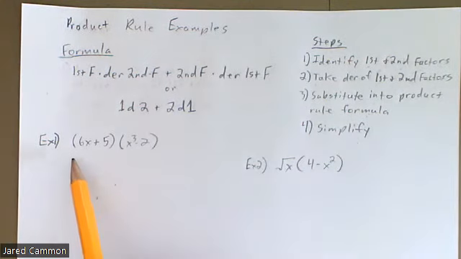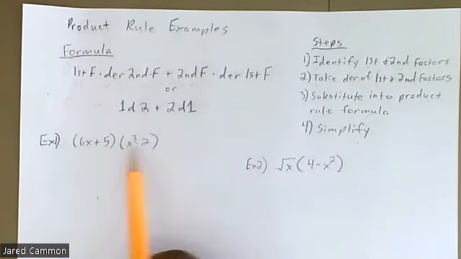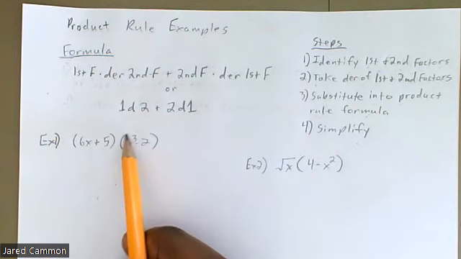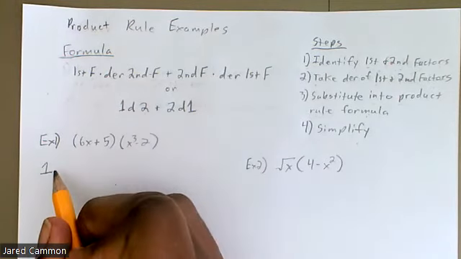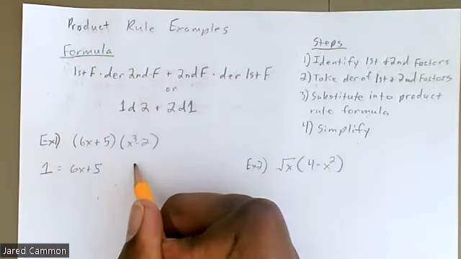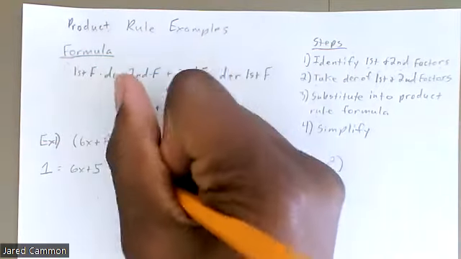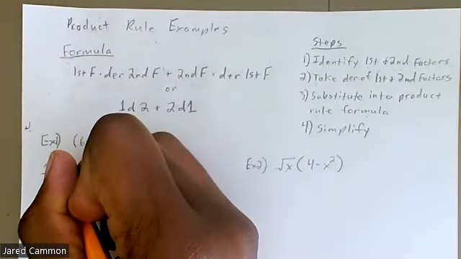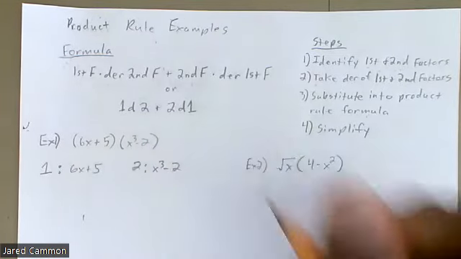All right, let's do an example. So first we have to identify our first and second factors. What's being multiplied in this case? Obviously you have a group 6x plus 5 being multiplied by a group x cubed minus 2. So I say that my first factor is going to be 6x plus 5. And my second factor is going to be, and what I'll do is I'll just put kind of colons here so I won't confuse. The second factor is going to be x cubed minus 2.